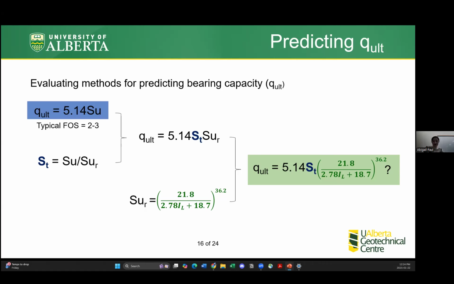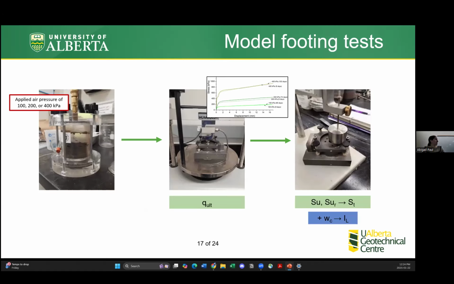For the final stage of my research, I investigated the performance of these different methods for predicting bearing capacity. I did this by performing model footing tests on samples of centrifuge cake, EPK kaolin, and thickened tailings. I prepared these in a Tempe cell by applying an air pressure, and by varying the air pressure, I got samples of a few different water contents. I then measured the bearing capacity using a model footing test where a pocket penetrometer was used with a triaxial loading frame. After that, I used the Falcon cone to measure peak and remolded strength.